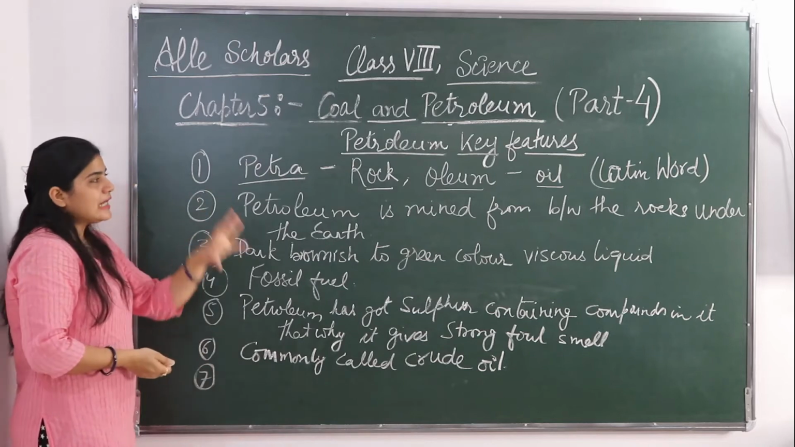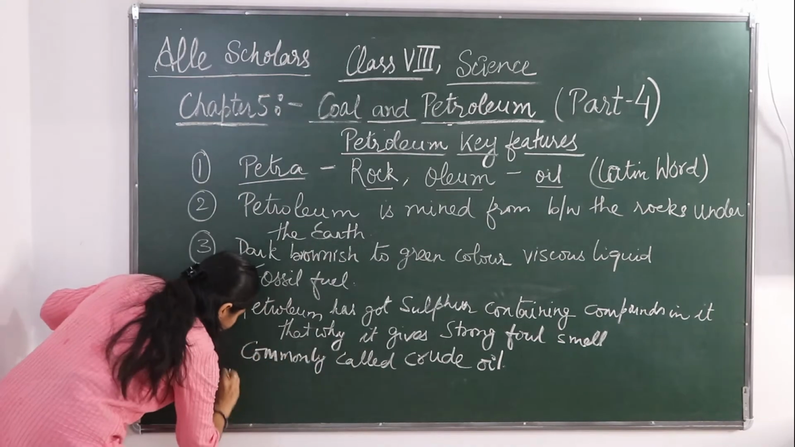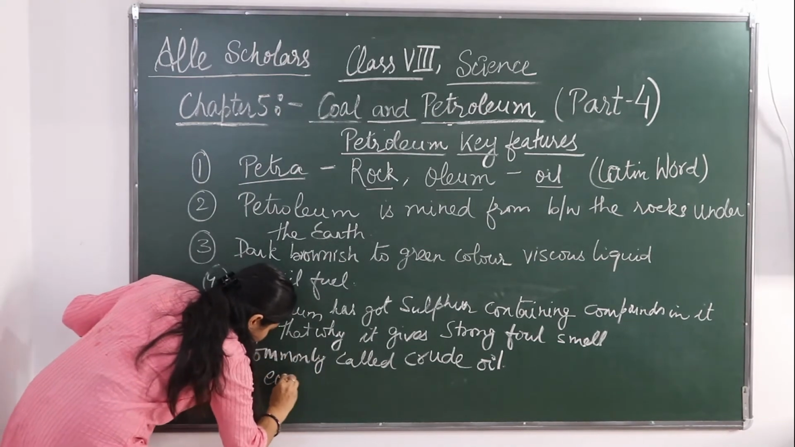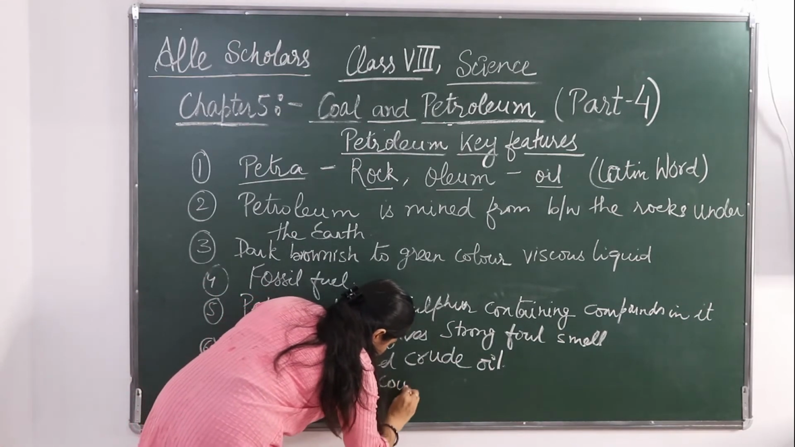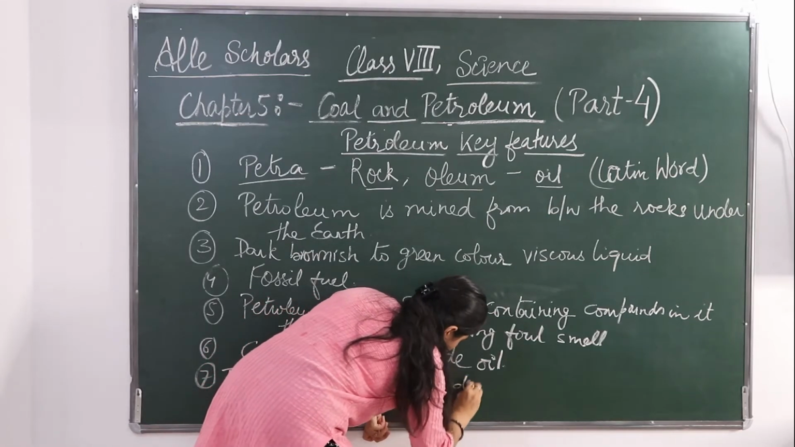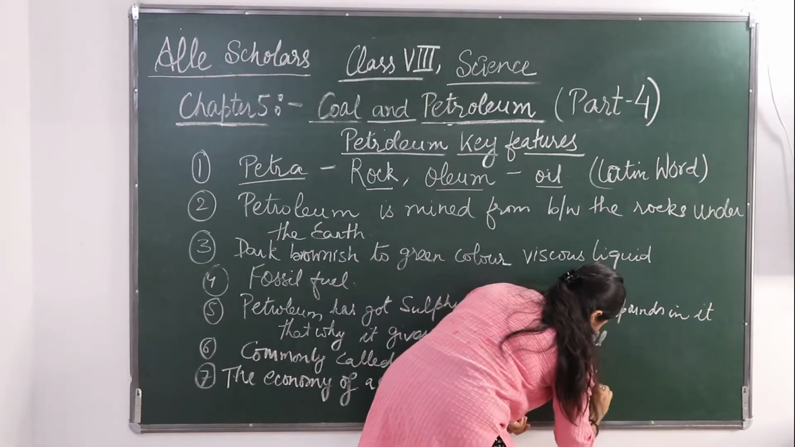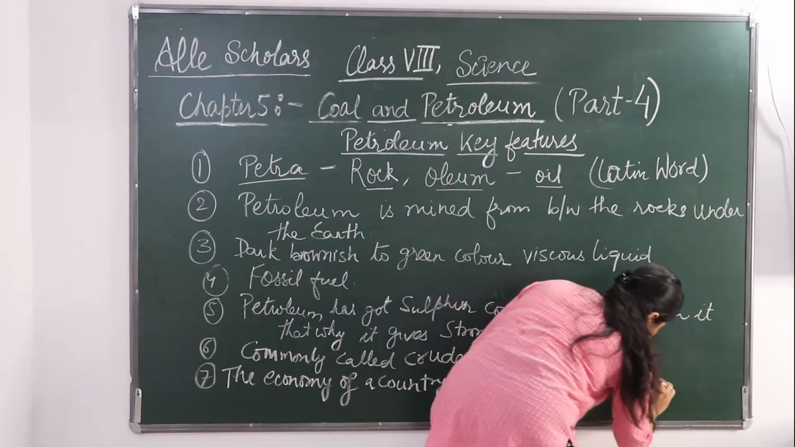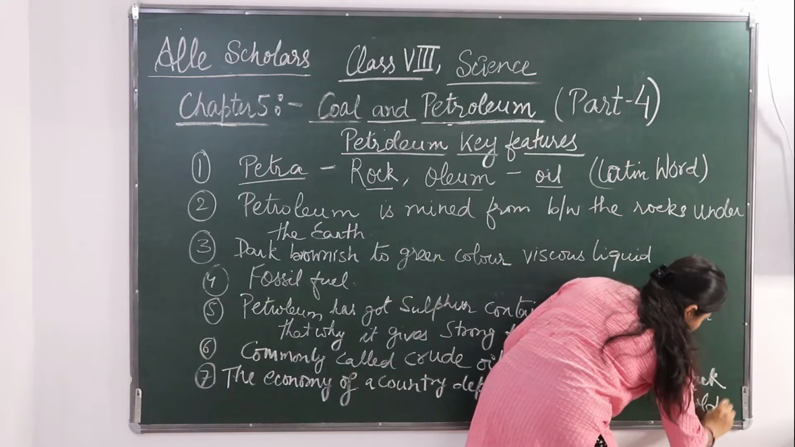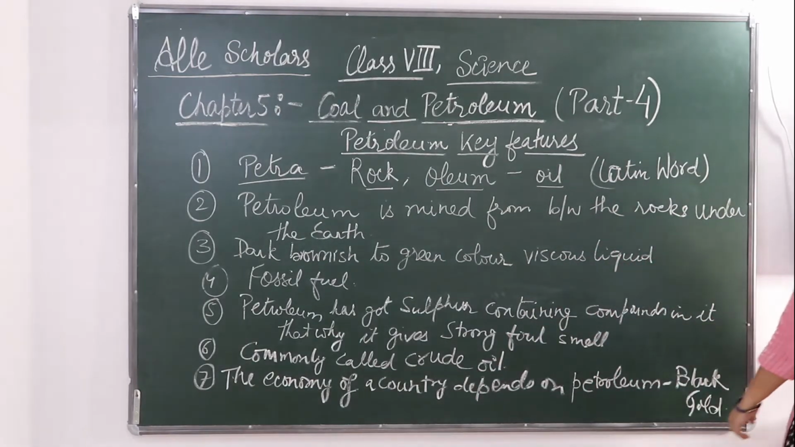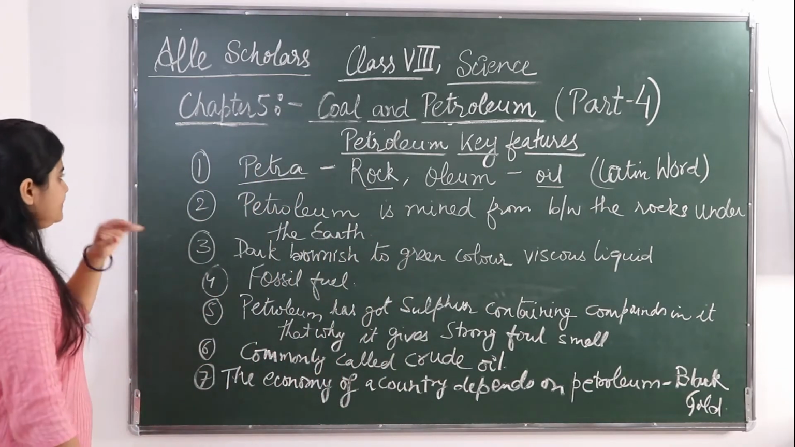Okay, that's why this petroleum is called black gold. Okay, so the economy of a country depends on petroleum, इसलिए इसको क्या बोलते हैं, ब्लैक गोल्ड. Since it's black in color, that's why it is called black gold. Okay, so these are some of the key features of petroleum.